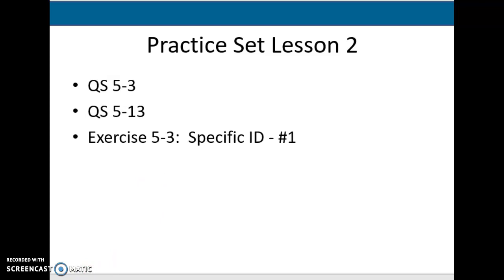I'll ask you to work through that on your own and then come back. So we're going to do QS 5.3, QS 5.13, and exercise 5.3, but only number 1, the specific identification part.